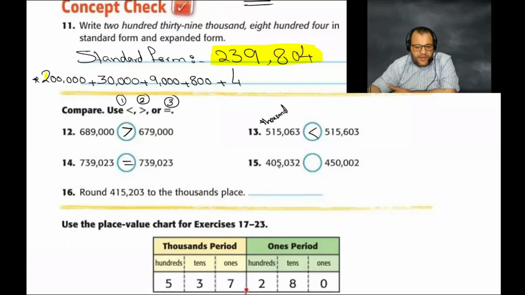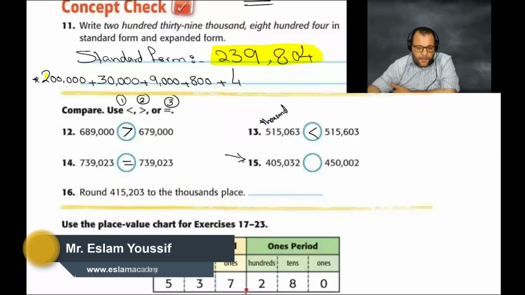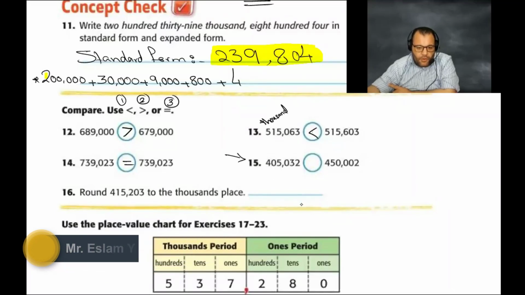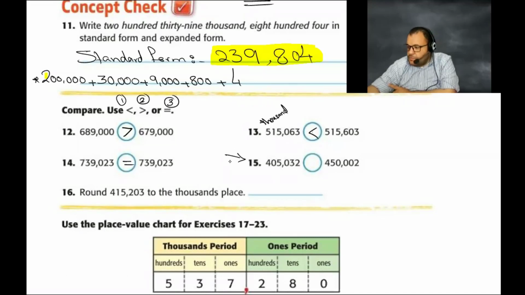So we have Anis. Anis, can you solve question number 15? Question number 15. Okay, Anis is not here. Abdullah, question number 15.